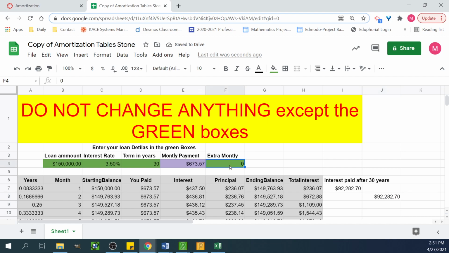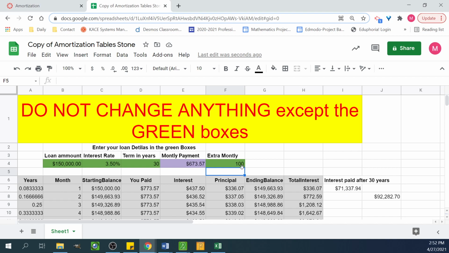Now I'm going to change it. How much extra do you think you could pay every month? What could you squeeze out of your budget? Do you think you could do $10? Yeah. Okay, if we do $10, how much interest did that save us? About $3,000, right? So that's $3,000 less you pay overall. What if you did $100? That just saved you $30,000. Sorry, $21,000. Follow me?